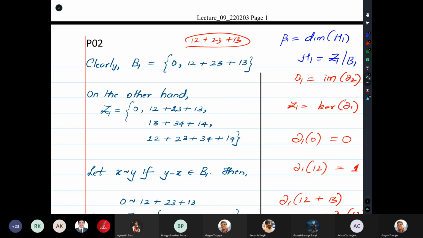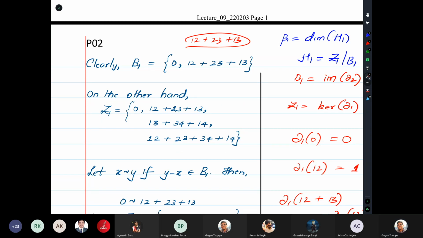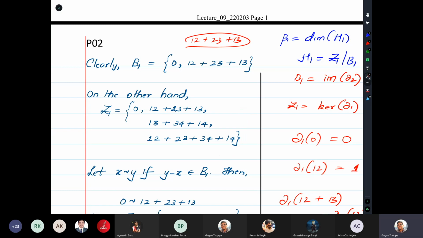Is this okay? All right, so can one of you tell me what is the dimension of Z1? What is the dimension of Z1? Please volunteer. Yes, Ichit, please go ahead. It's 2. And what is the basis for this? Sir, 1 2 plus 2 3 plus 1 3. Okay, so this is one thing, and the other is 1 3 plus 3 4 plus 1 4.